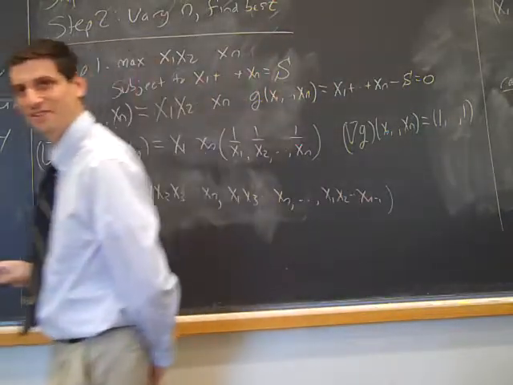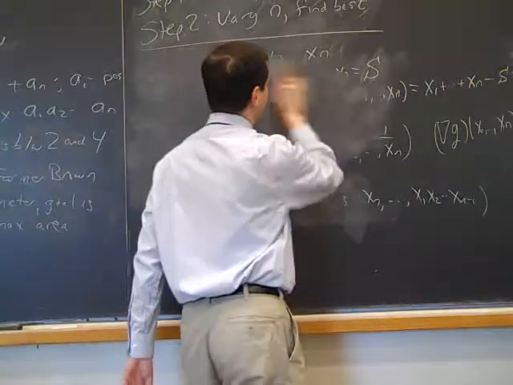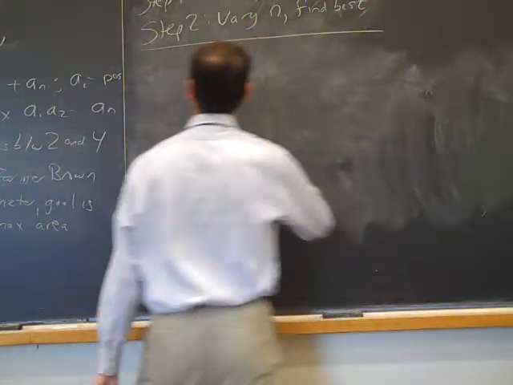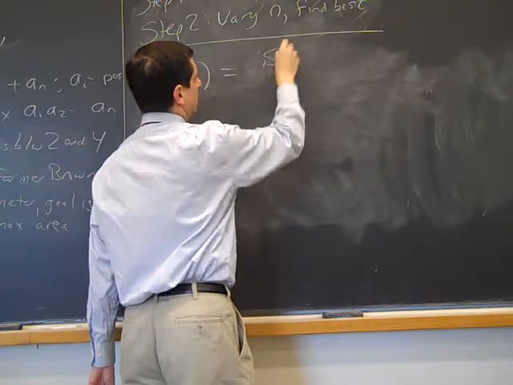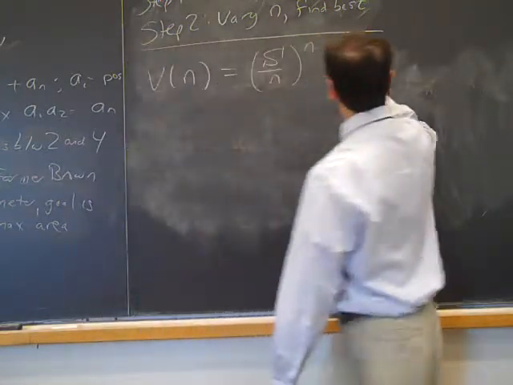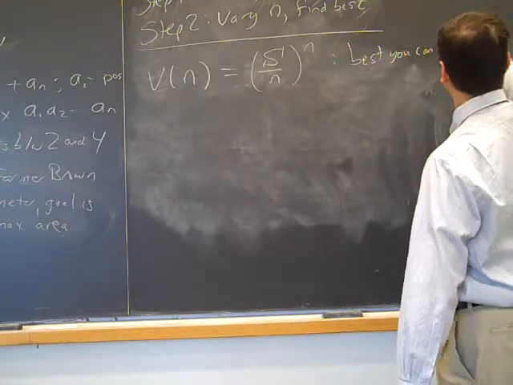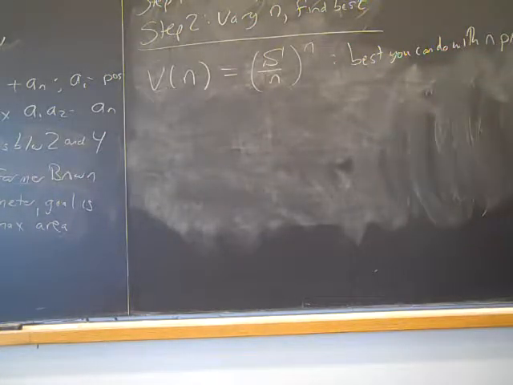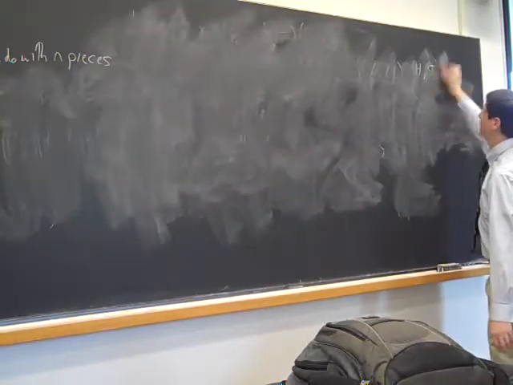We're halfway there. Okay? Now it's time for step 2. We want to vary the n and find what's best. So I have some function, I'll call it v of n, which is s over n to the n. This is the best you can do with n pieces. Because we just showed that if we have n pieces, all the pieces had to be the same. And now we want to figure out what n makes things best.